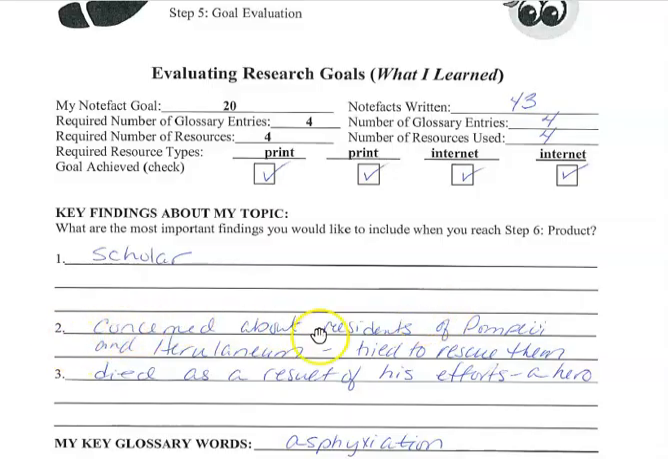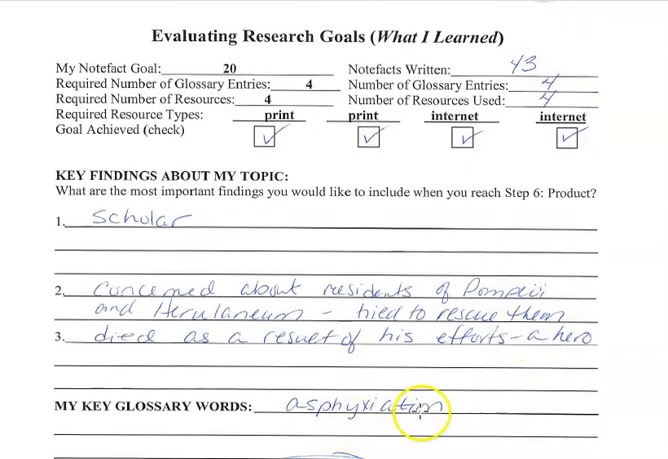Number two, right, that he was concerned about the residents of Pompeii. He did try to rescue them. So, he made a valiant attempt. So that would be a second key fact. And then third, that he died as a result of his efforts. So he was a hero. A key glossary word might be asphyxiation, right? Because it's how he died, which means suffocation, right?